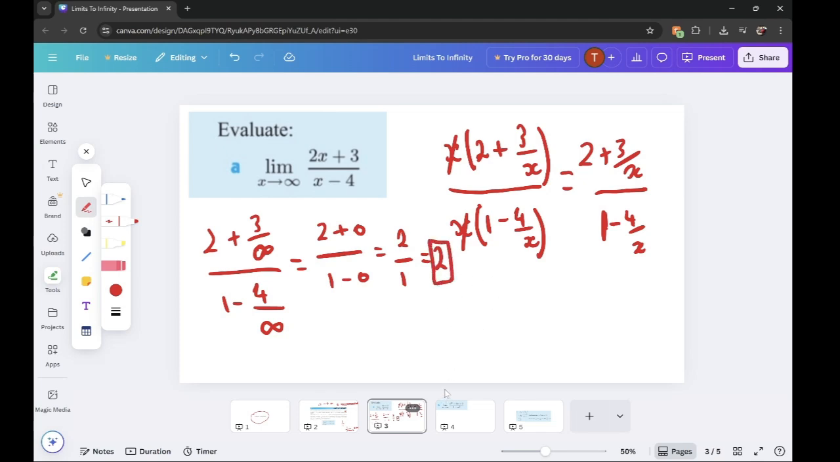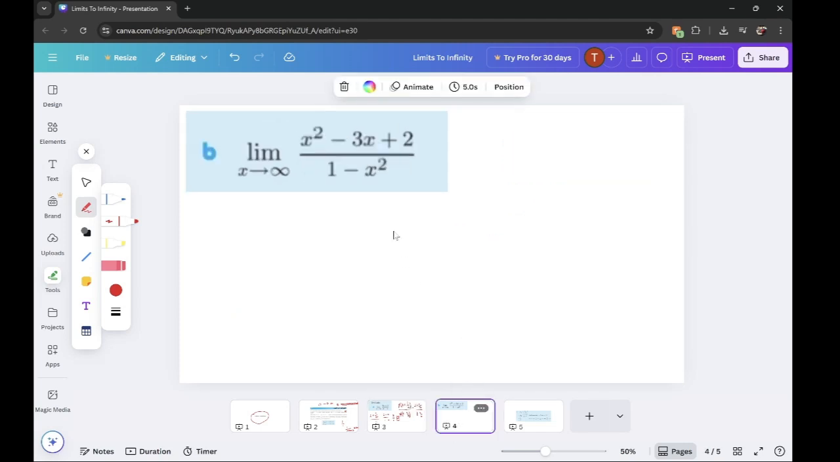That's how you do limits to infinity. Now I want you to have a go at this question as your own homework, home learning, whatever you want to call it, and let me know how it goes.